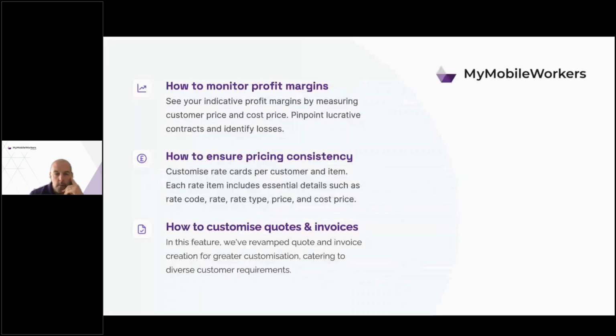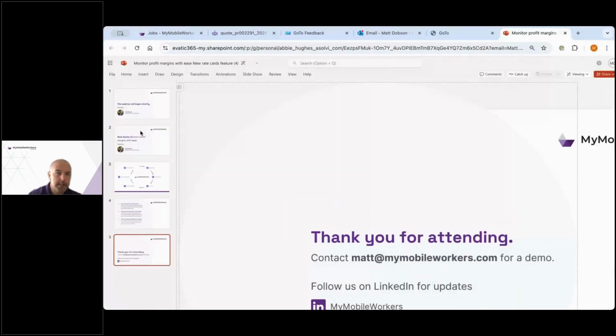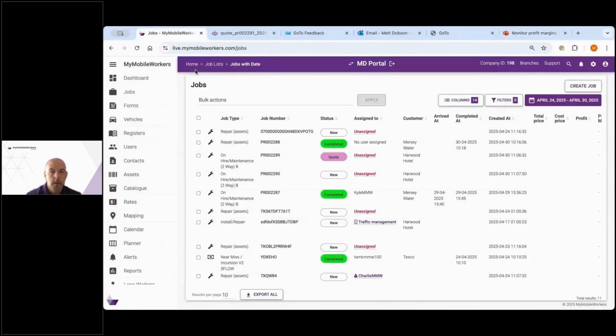So we'll get to the product stuff. We'll cover these things: looking at profit margins on jobs and how we can help with that, rate cards, consistent pricing and simplifying that for your users. We'll also look at how we create a quote and an invoice, which is very much the same thing in MW. So let's go straight onto the product side of it and get into the nitty gritty.